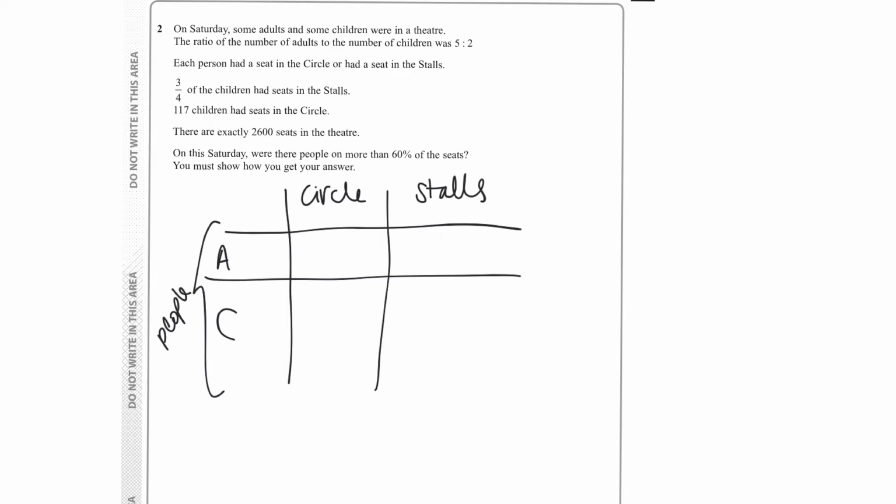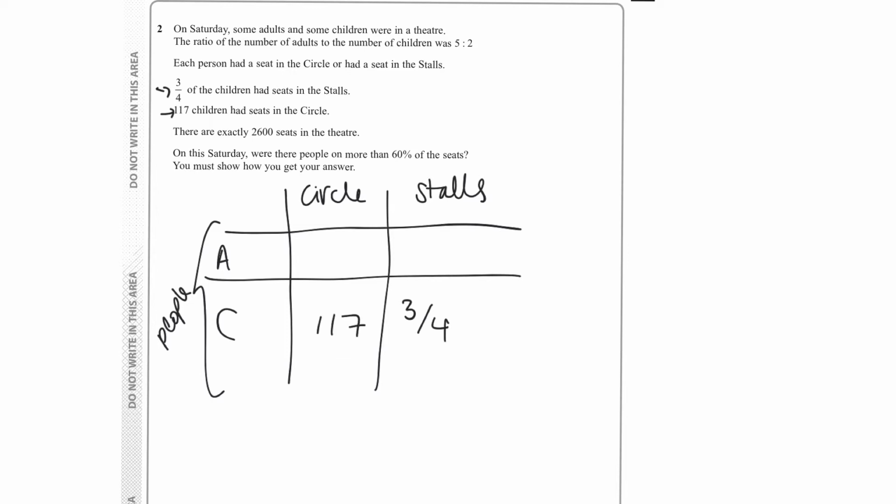So in this scenario, we've got some adults and some children in a theatre. It's given us the ratio of adults to children, and it's told us that some people are seated in the circle, but some people are seated in the stalls. So I'm going to make a table: A for adults, C for children, we'll call that people, and then circle, stalls. So we know that 3/4 of the children are seated in stalls, and that 117 children are in the circle.